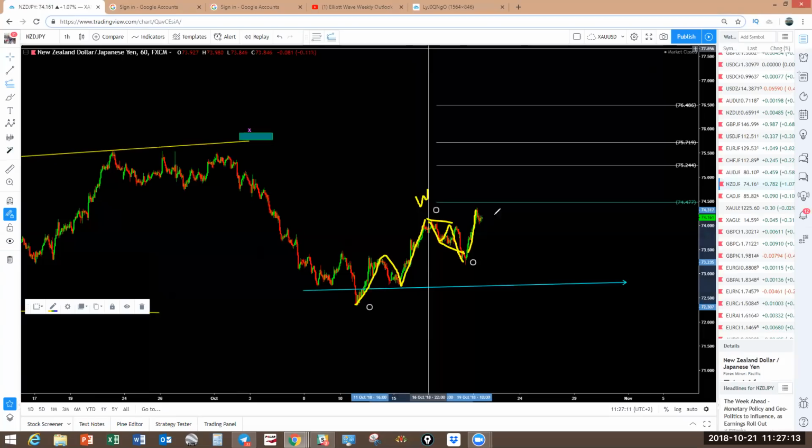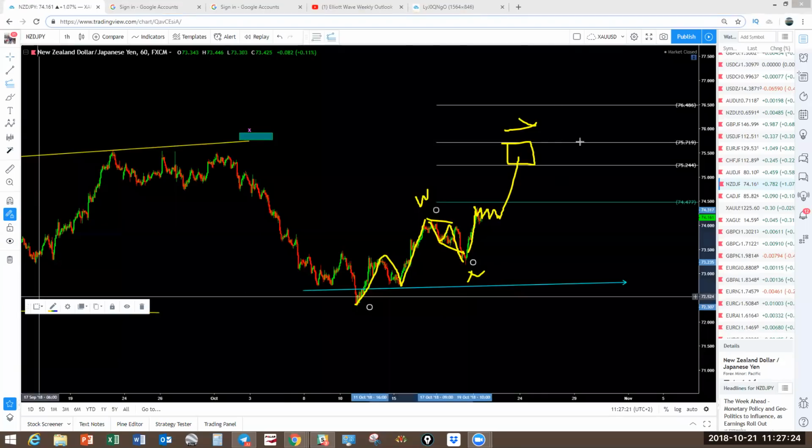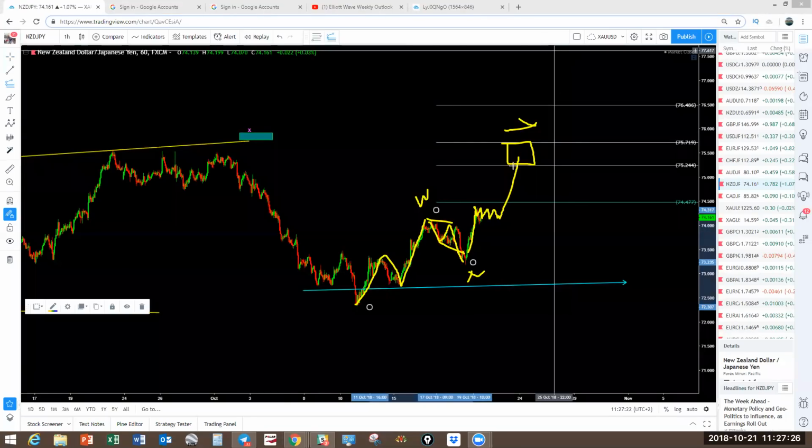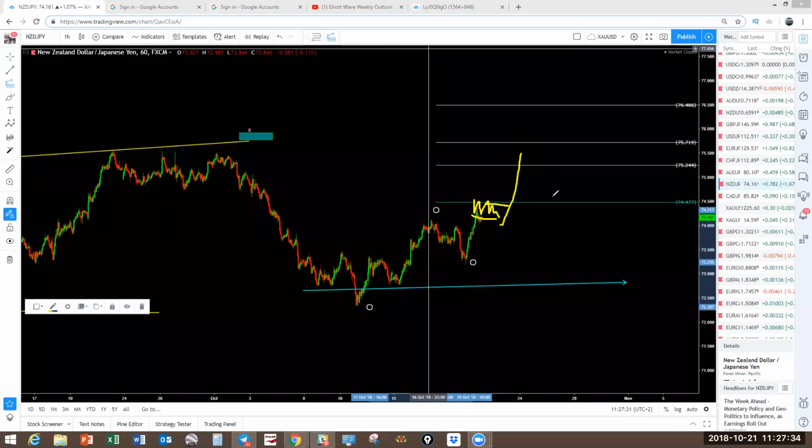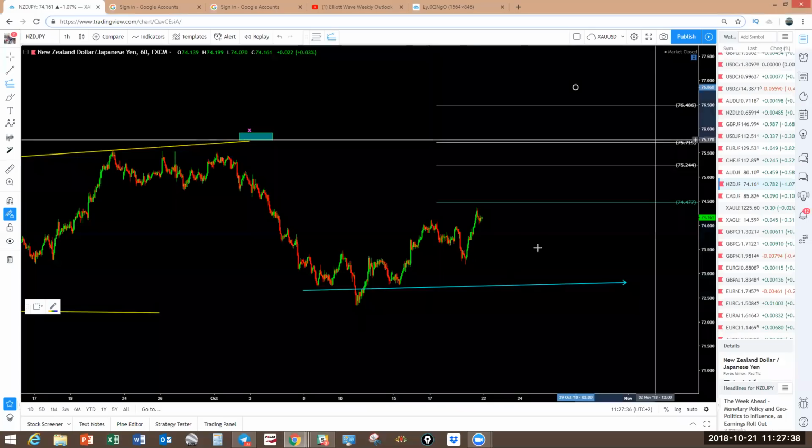Okay, we are not there yet. So it looks like here, if we correct here, you may come back to this level. You may come back up around this level. Okay, let's see how that plays out. So look out for a correction in the lower degree. Look out for a correction here and look for this to go into that level. Okay, that's what you're going to look out for.